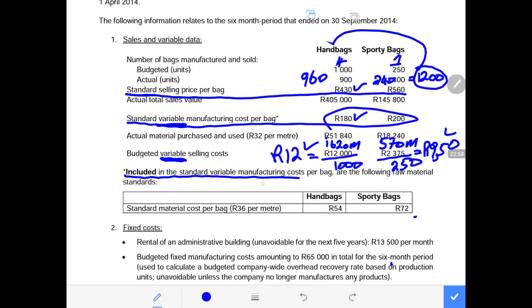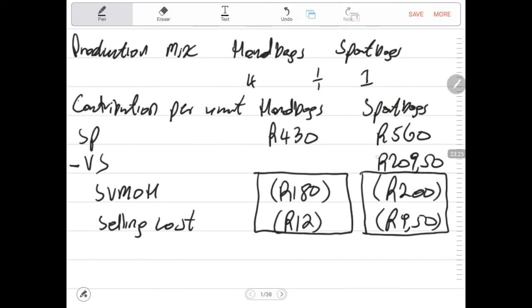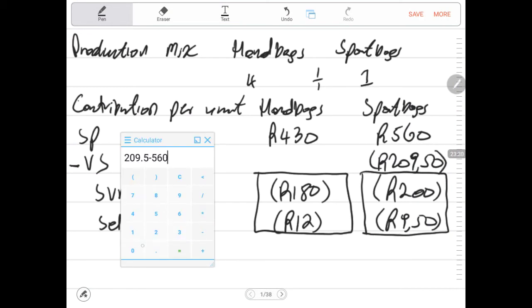Included in the standard variable manufacturing cost per bag are the following raw material. Standard material cost per bag. So now they are telling us that the direct material cost, which is the raw material cost per bag, is already there inside. So meaning it is both the direct material and the indirect material that is included there. So we don't have to do anything because it is already included. So in other words, we then now have to say 209 rand 50 cents minus 560. This will give us the contribution of 350 rand 50 cents per unit.